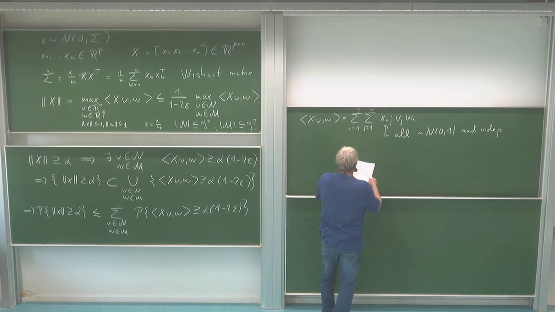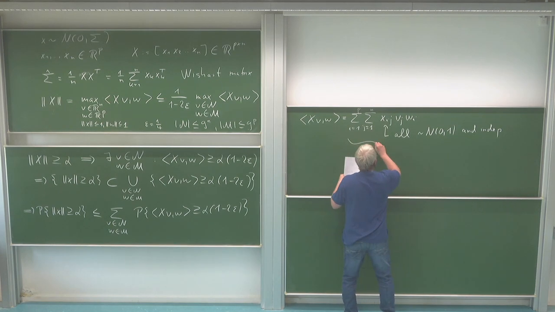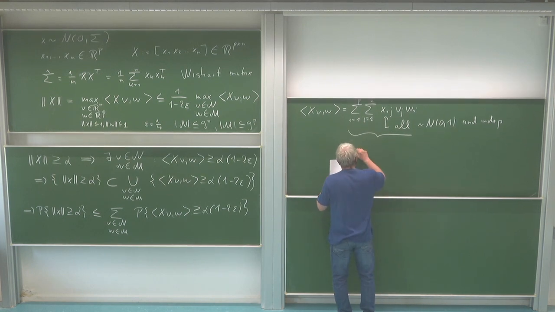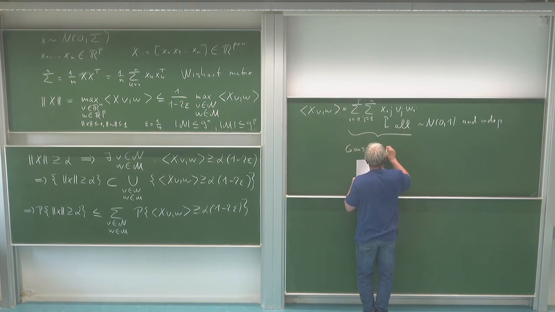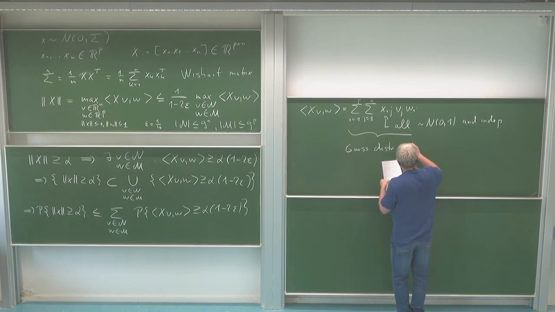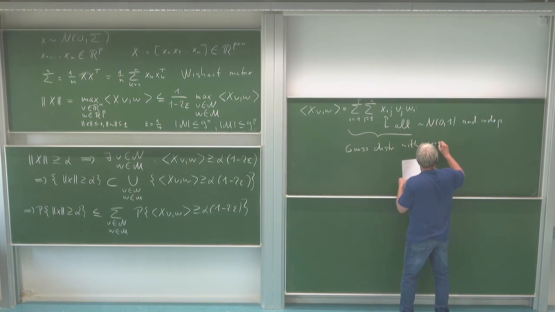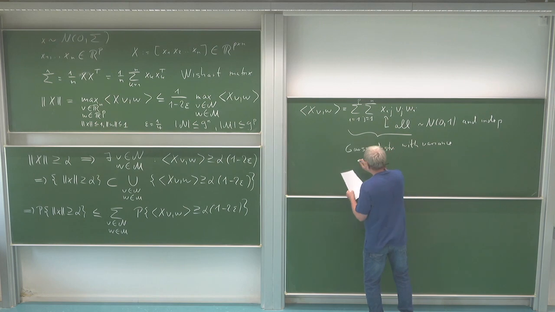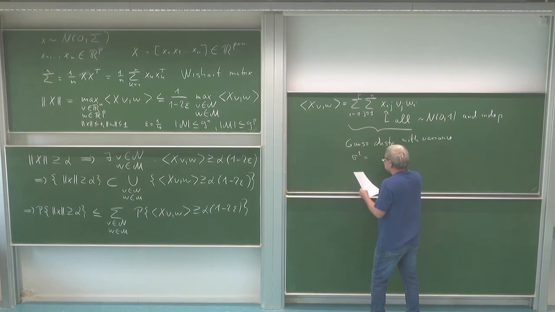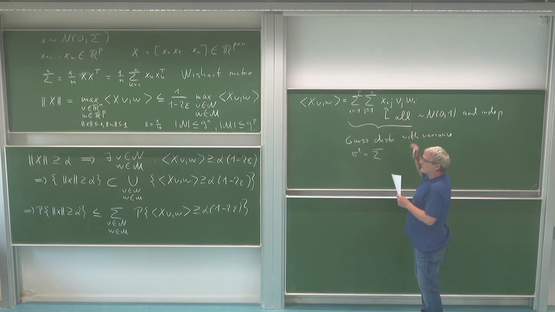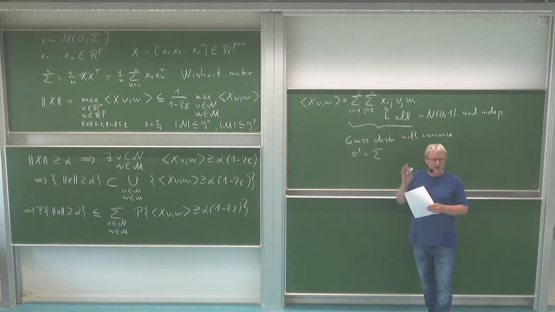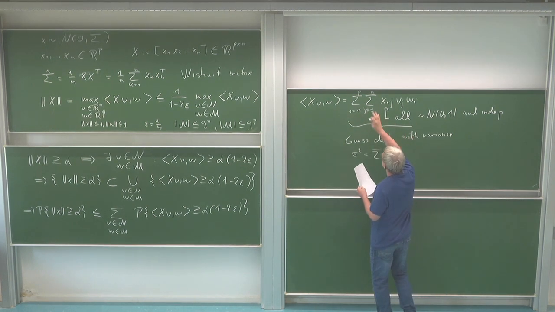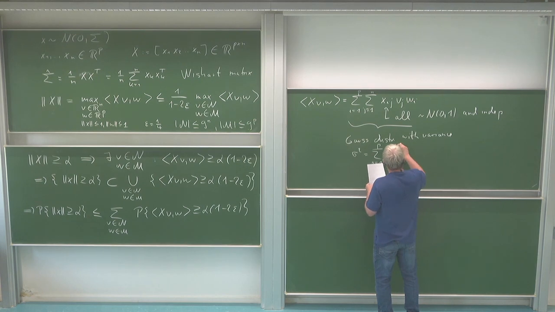So this whole thing here is a Gauss distribution because it's the sum of independent Gaussians, and it has a variance sigma squared, which is given by summing all the variances of all the summands which I have in this sum. The sum consists of all the terms where i is running from 1 to p, and j is running from 1 up to n.